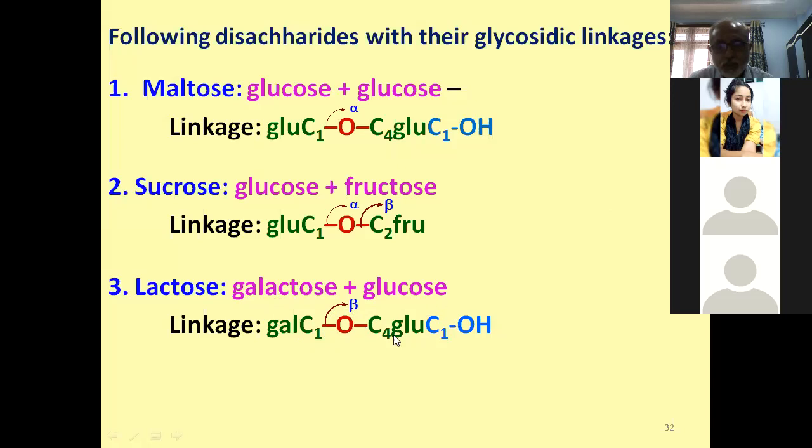So in this group, glucose is acting as an alcohol, and this is acting as a sugar. So here also we have C1 free. Now, we have to establish this structure. We cannot just accept it like this.